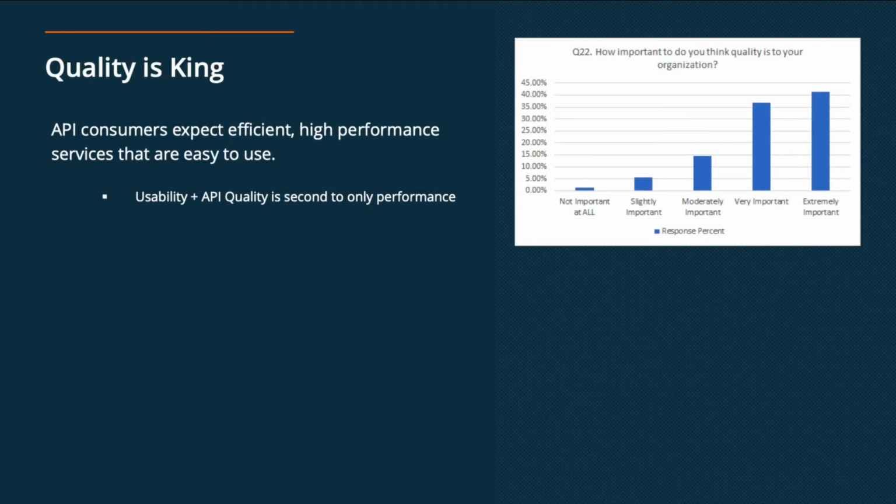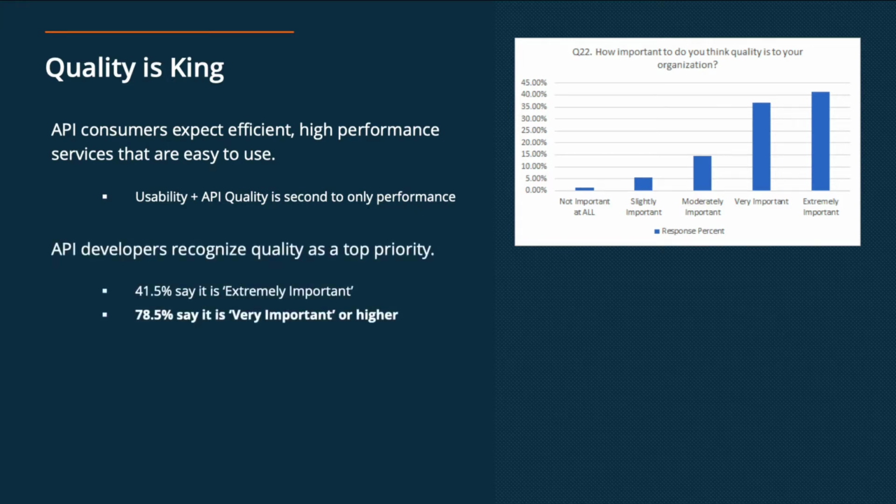One of the top findings that we had was that API quality is king. We asked respondents about their expectations as consumers of APIs. And in 2019, consumers expect efficient, high-performing services that are easy to use. For many businesses, their APIs are products. So just as companies have to consider user experience when designing a product, API providers need to consider the developer experience now. And that experience means that the API needs to be high-performing, very usable, and well documented.